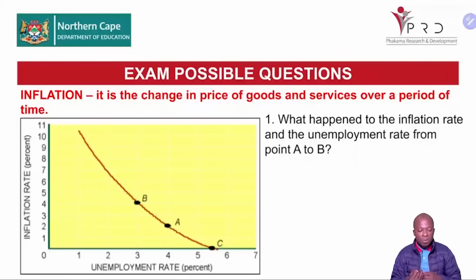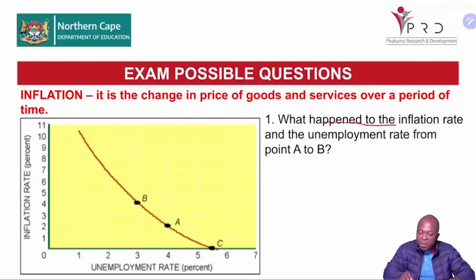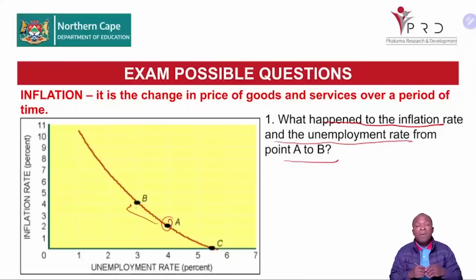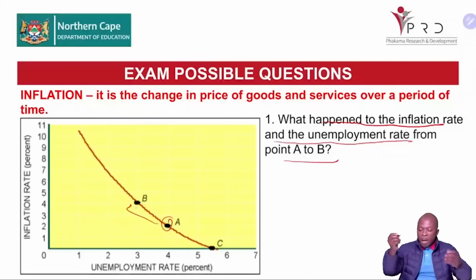I've already explained to you. It is the change in price of goods and services over a period of time. So we have been given a graph here, and the question is saying, what happened to the inflation rate and the unemployment rate from point A to B? From point A, we are going to B. They are now asking you to analyze and interpret. So how do you then do it?